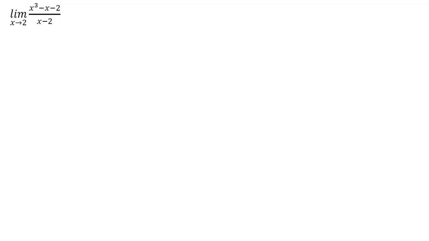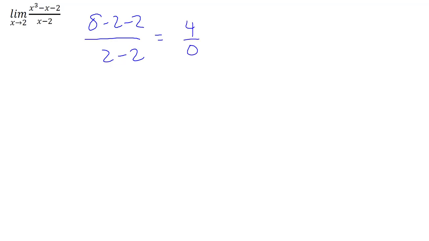All right, for this next one, we have a limit as x approaches 2 of x cubed minus x minus 2 over x minus 2. So this is one in which I am urging you to be careful with using L'Hopital's rule. Because if I plug in 2 to this, I get 8 minus 2 over 2 minus 2. Well, that's 4 over 0.